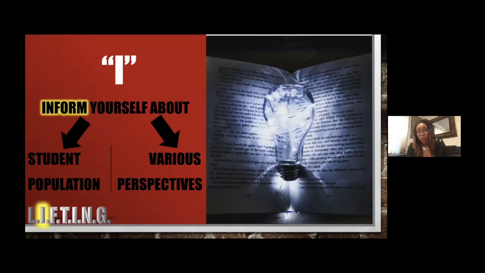It comes with practice. Next, the I in this process is to inform yourself about student populations and the various perspectives, just to give context. Who's in your classroom? What are their interests? Do you know the makeup of your classroom and some of the things that they're involved with? If so, brainstorm those and bring them into your lesson planning. And of course, whatever it is that you're going to talk about, you need to know the various perspectives, the different ways of looking at whatever it is that the students may talk about.